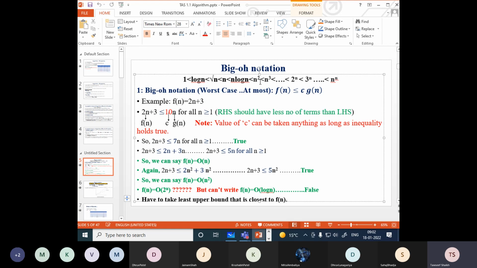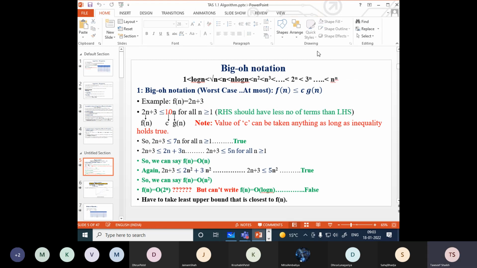So accordingly, n square, quadratic, grows more than n log n; cubic grows more than quadratic; and similarly, when we reach the right of this ascending order, we are having the exponential functions 2 power n, 3 power n, and accordingly n power n.